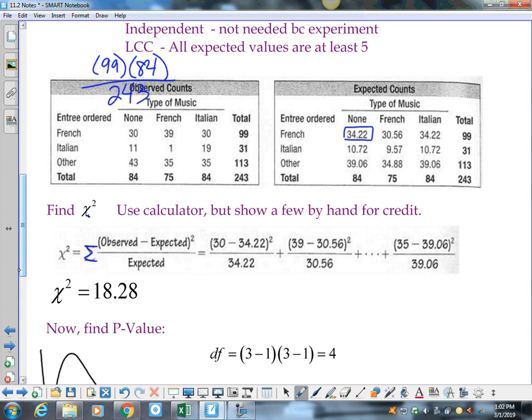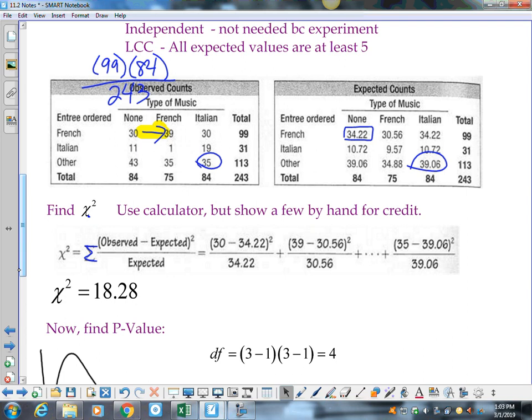It all gets summed. So they went 30 minus 34.22 squared divided by 34.22 plus, and then they decided to go this way. So 39 minus 30.56, and then plus, and then dot, dot, dot, and then they go do the bottom corner. So they're showing 2 at the front, dot, dot, dot, process repeats, and then you show the very last one. Okay? Then you go to your calculator. Grab your calculators.